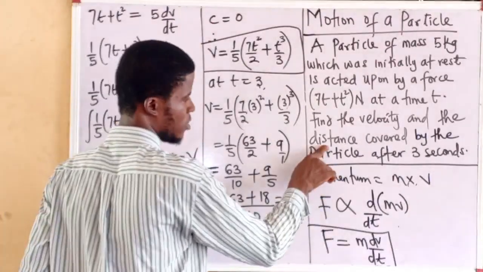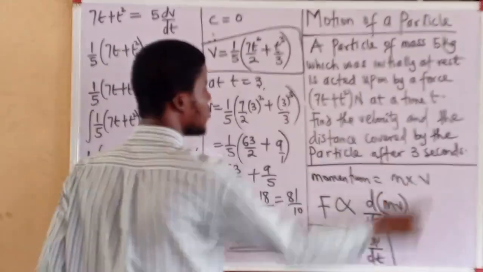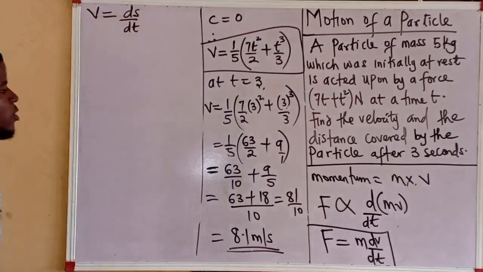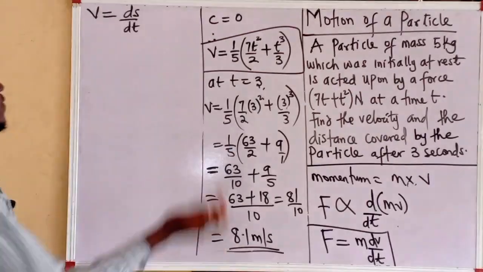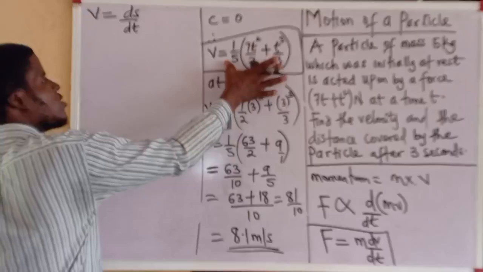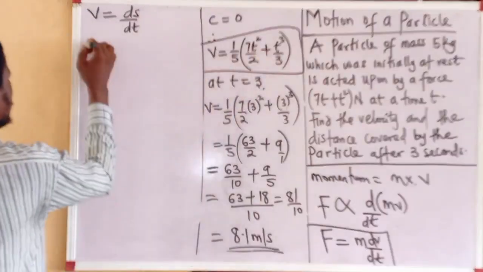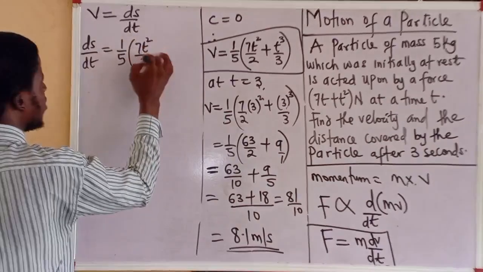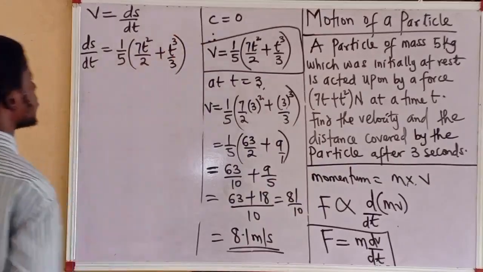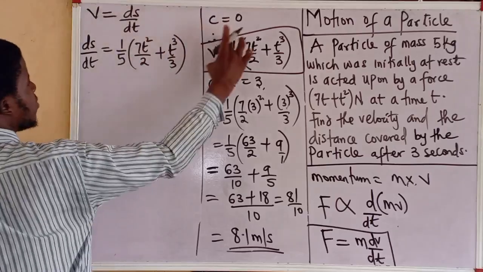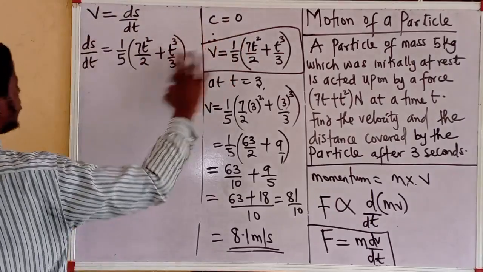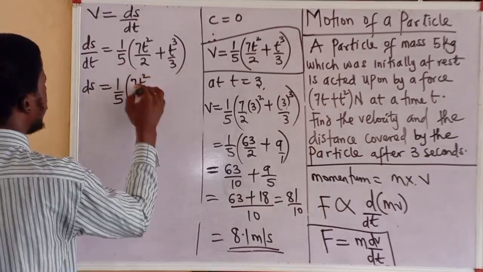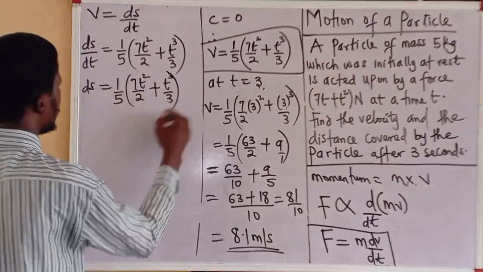Now, what is the distance covered by the particle at the same time? Velocity, recall, is ds/dt. Differentiate distance with respect to time to obtain velocity. Now this is the velocity equation that we got. So I can say ds/dt is 1 upon 5 into 7t squared over 2 plus t cubed all over 3. So I'm writing this in place of this now.